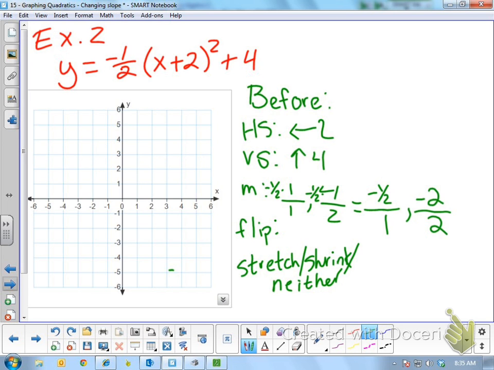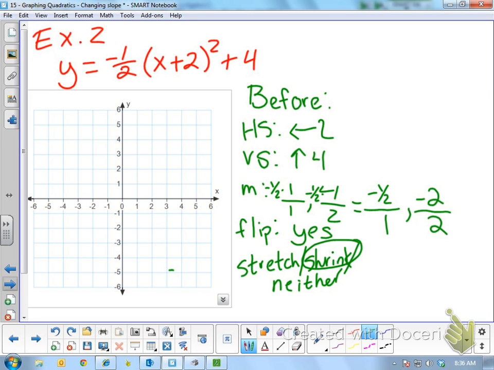So then flip is determined by if we have a negative out front. Do we flip? Yes. And we have to decide if it's a stretch, shrink, or neither. Shrink because it's a fraction. So now we can actually draw our graph.